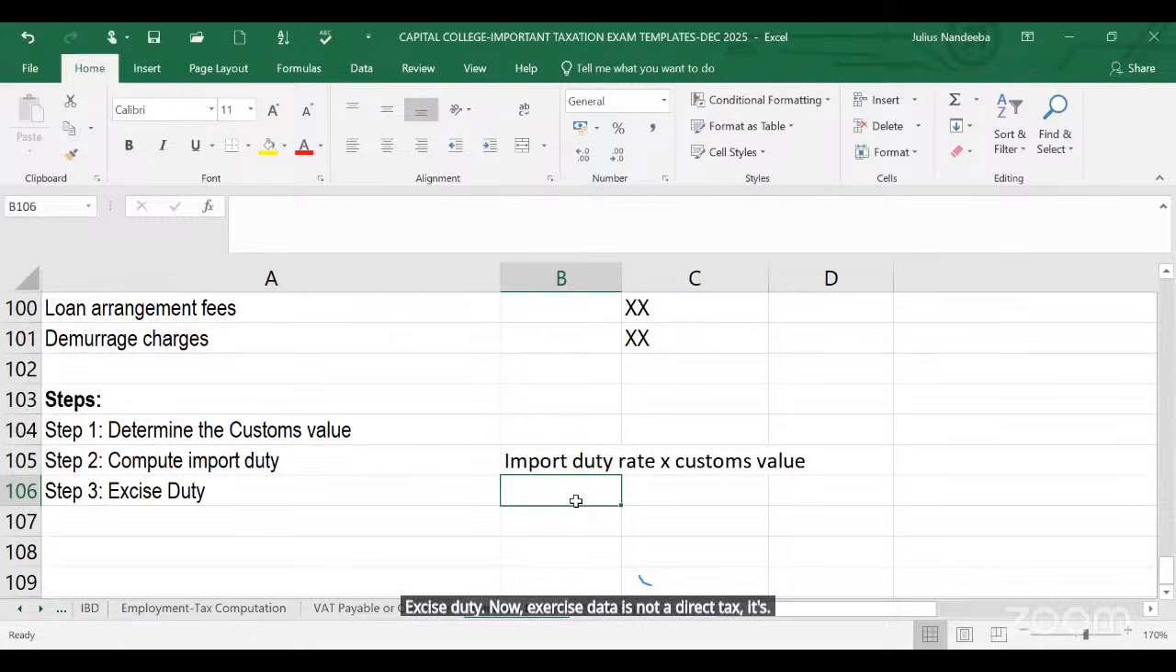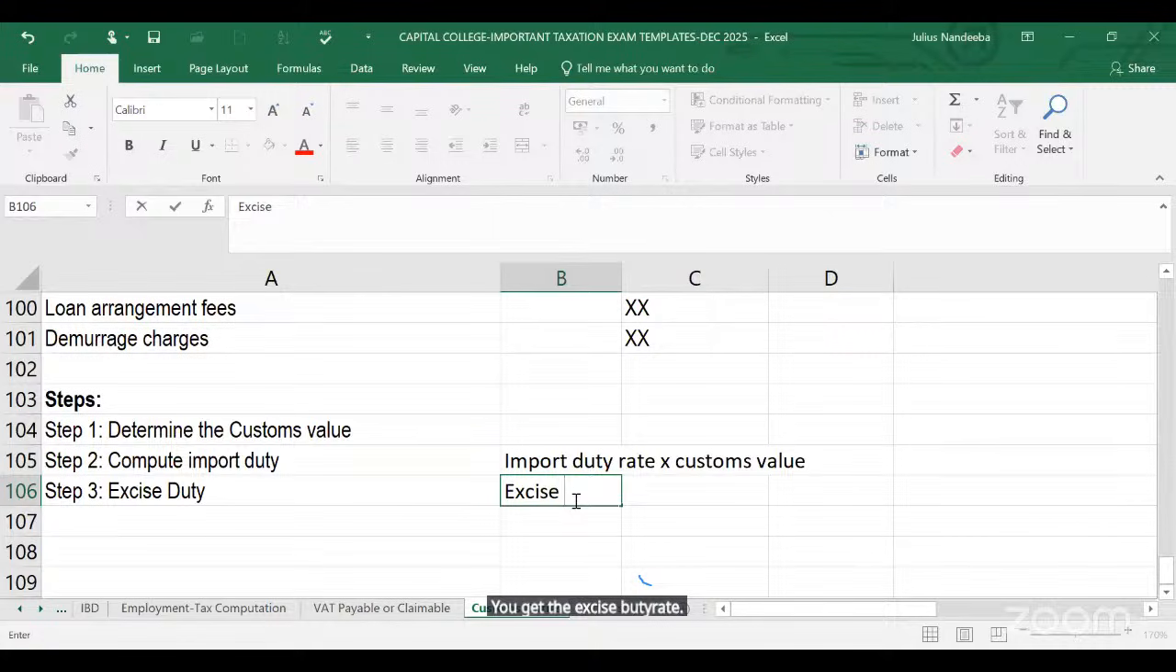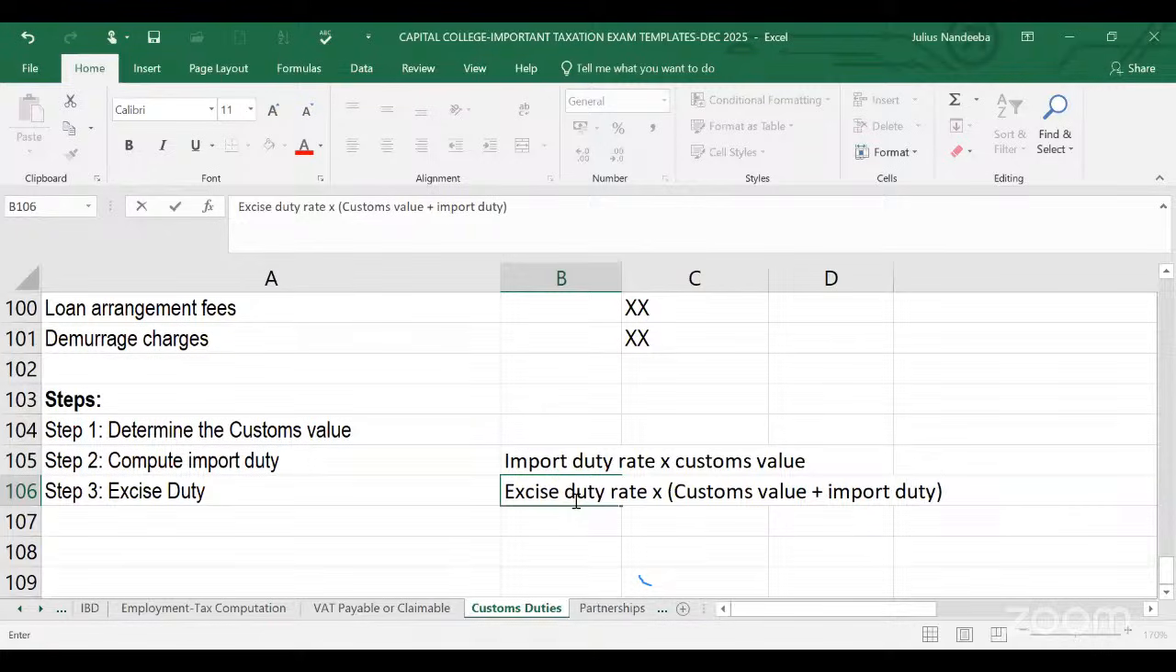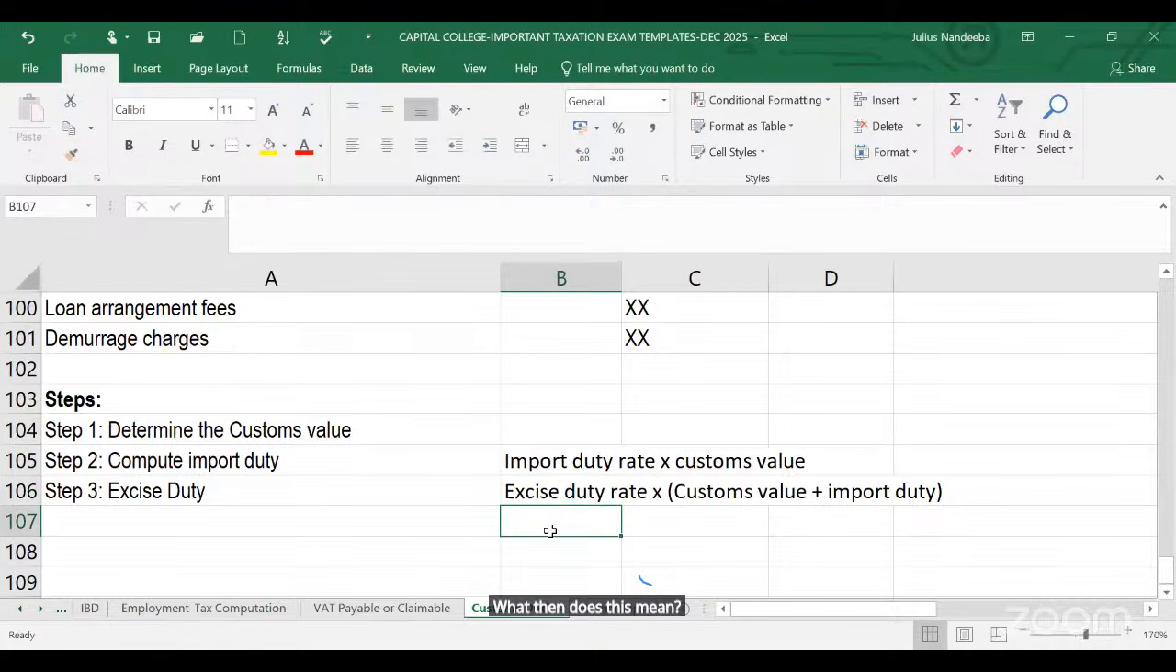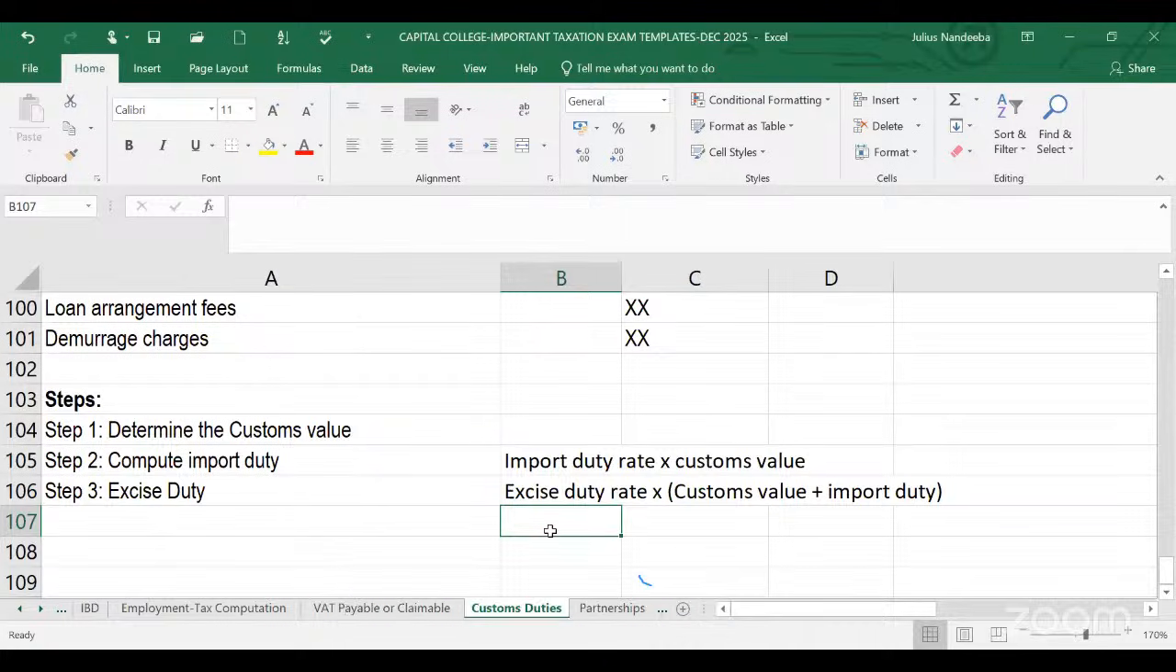Now, excise duty is not a direct tax. You don't multiply the rate directly to customs value. You first compound certain things. You get the excise duty rate, which they have given you, but you multiply that by a combination of customs value. You first add the import duty that you just calculated. What then does it mean? That if import duty is wrong, excise duty is also going to be wrong. That's why I'm warning you, when you're going to do a customs number, you must be sober. Very sober. Very easy, but you can actually mess with it.